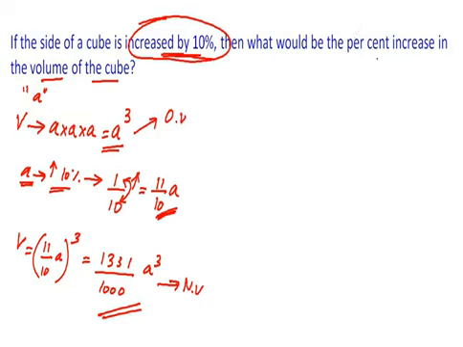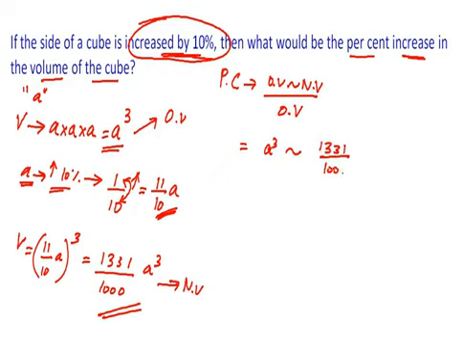Now what are we trying to find here? We are trying to find the percentage increase in the volume of the cube. So can we use the same trick? What is the percentage change trick? Find the difference between the old value and the new value and then divide it by the old value, right? So let's try out that. So the old value is A to the power of 3, difference that with 1,331 by 1000, A to the power of 3, the whole divided by, what is the old value? A to the power of 3.